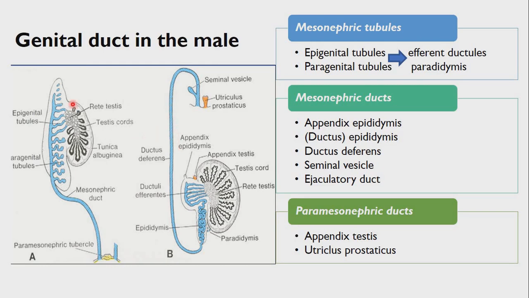The most apical or cranial portion of the mesonephric duct will degenerate, and the remnant of it is called the appendix epididymis. After that, the other parts of the mesonephric duct are the epididymis, then the ductus deferens, seminal vesicle, and ejaculatory duct. The paramesonephric duct will degenerate, and the remaining parts of it are the appendix testis and the utriculus prostaticus.